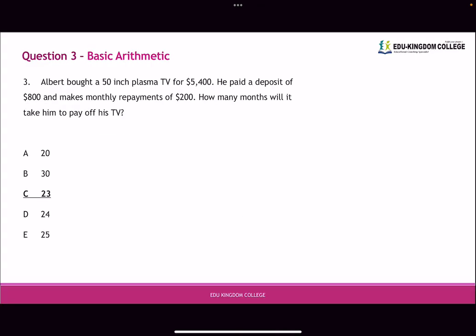Now, Albert bought a 50-inch plasma TV for $5,400. He pays a deposit of $800, so he has $4,600 left to pay over, and then makes monthly repayments of $200, which should take him 23 months to pay it off.